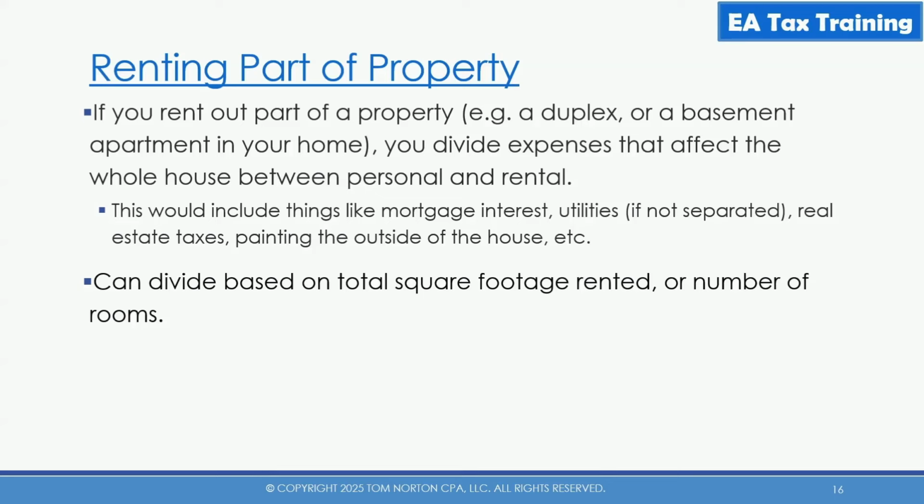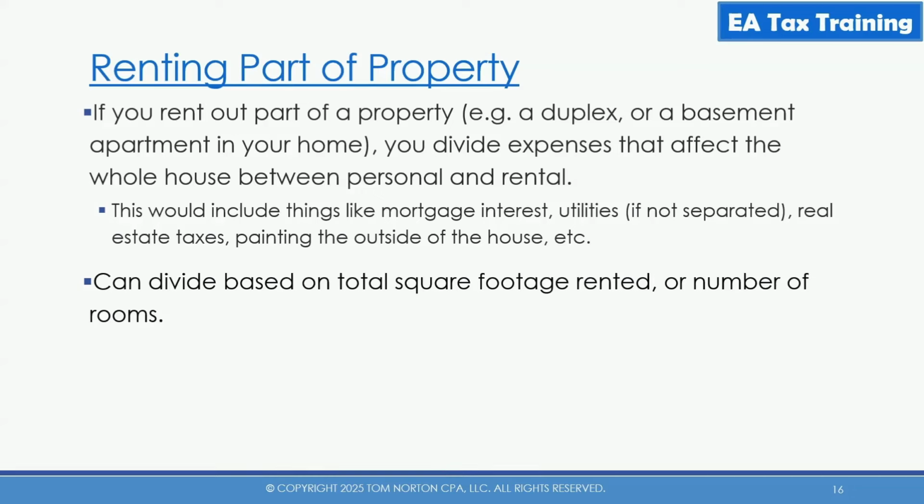So let's say you have a duplex, you live in half, and you rent out the other half. They're exactly the same size. Well, then 50% of all of these expenses that affect the whole home, you would be able to deduct as rental expenses. If you, for instance, had that basement apartment, then you probably would want to look at your total square footage and say, for example, the basement apartment represents 1/3 of the total square footage of the house. Therefore, you could deduct 1/3 of all these expenses that include the whole home.